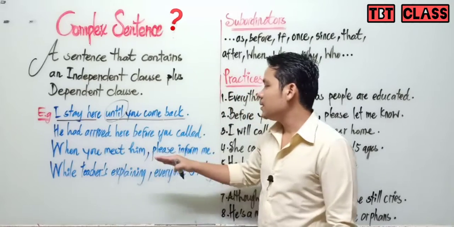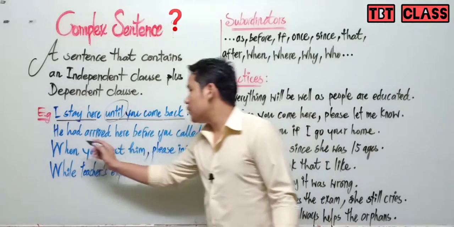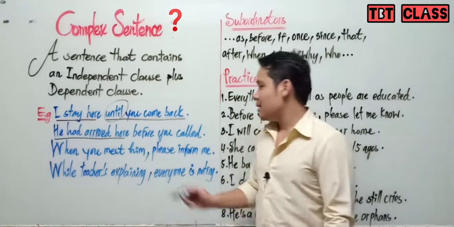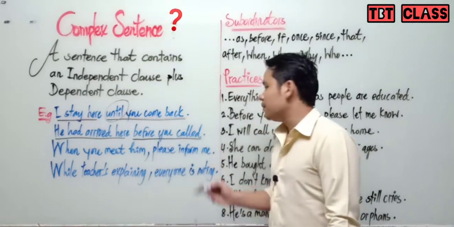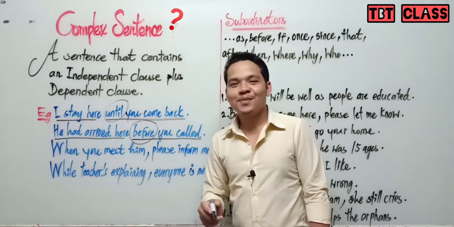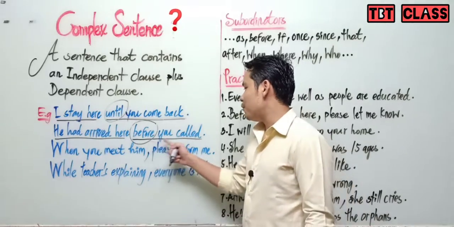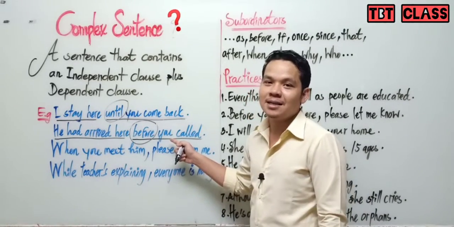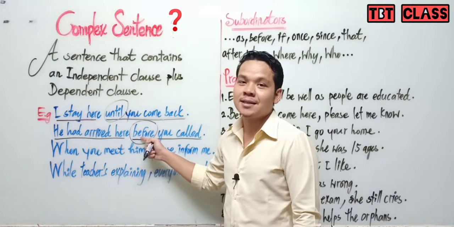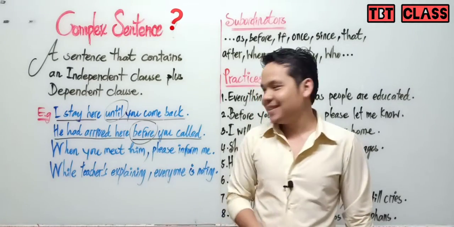He had arrived here before you called. In this one, "he had arrived here" is the independent clause, and "before you called" we call the dependent clause. You see, "before" is a subordinator, or subordinating conjunction, standing before a sentence. It is also a sentence, but when we see a subordinating conjunction or subordinator standing before it, it becomes a dependent clause.